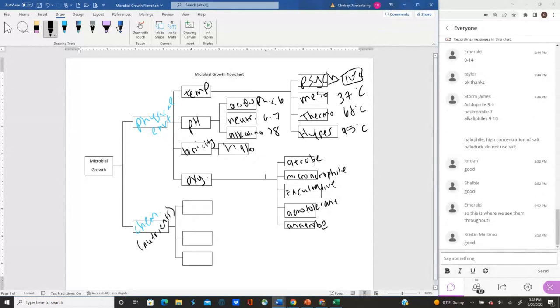So I didn't build out the bottom quite as much. Honestly, there just wasn't quite as much to put. So remember, with the chemical factors, the nutrients, we have our three categories. We have our macronutrients, which are the ones that the bacteria need in large amounts. We have the trace elements, which are needed in very little amounts, and then vitamins. So that's what goes in these boxes.